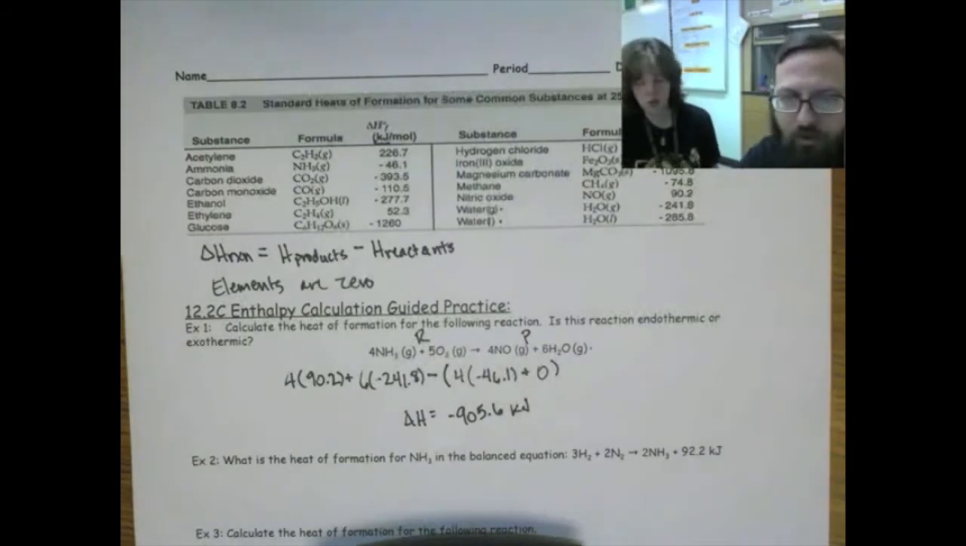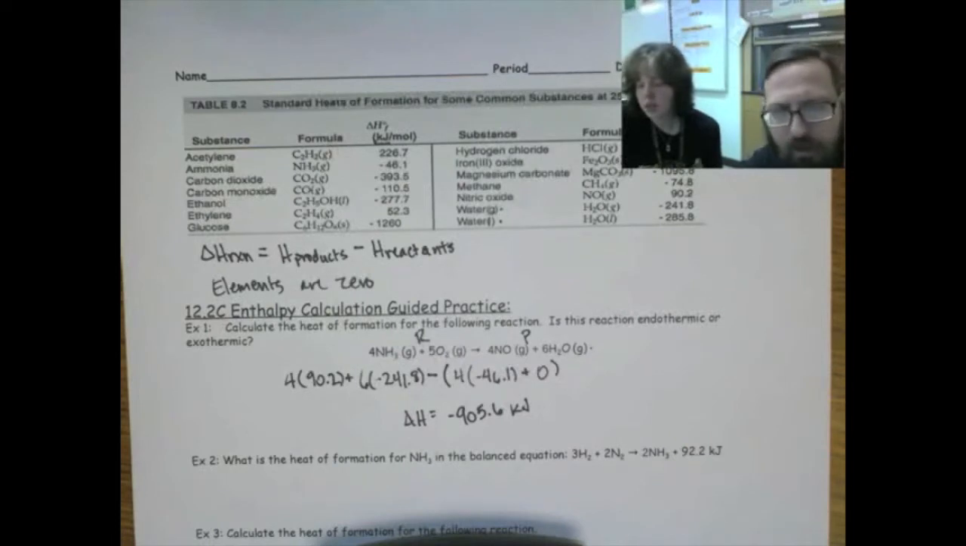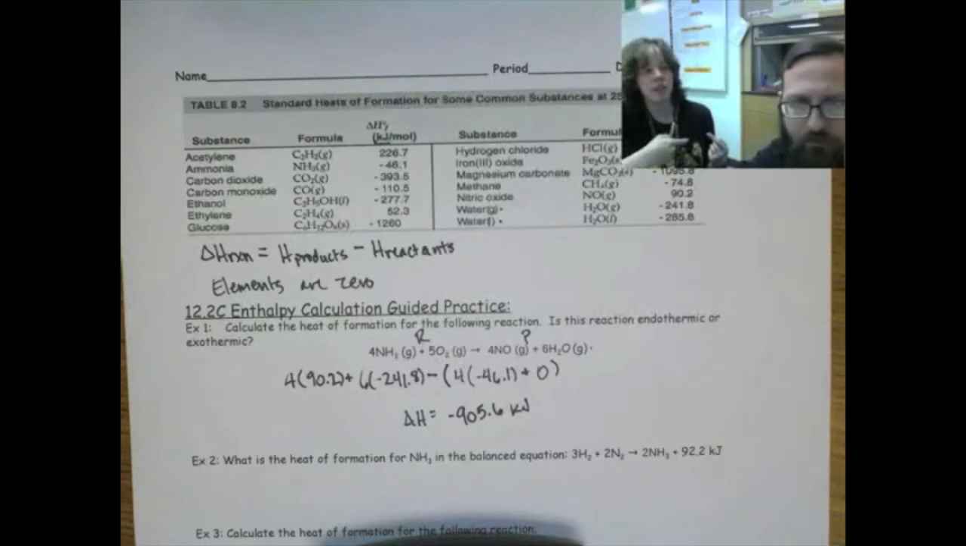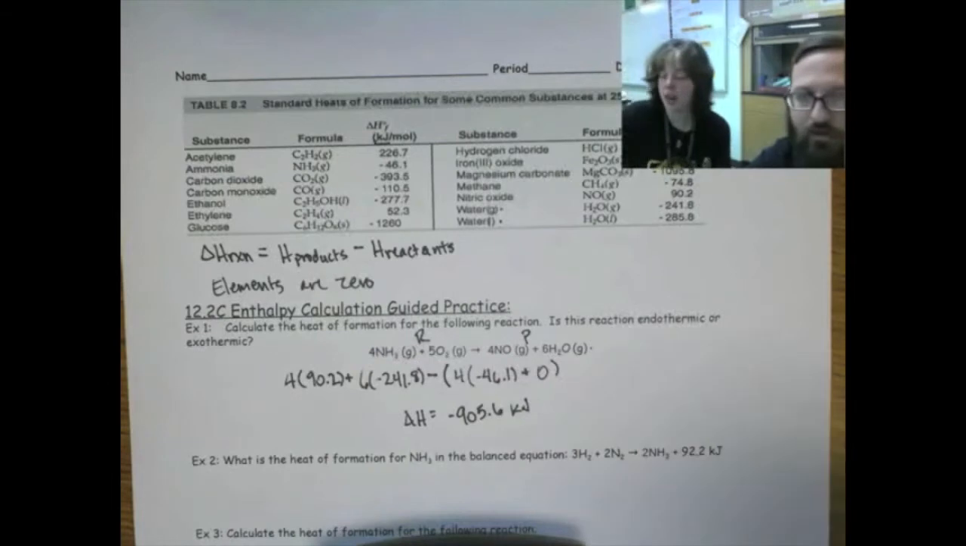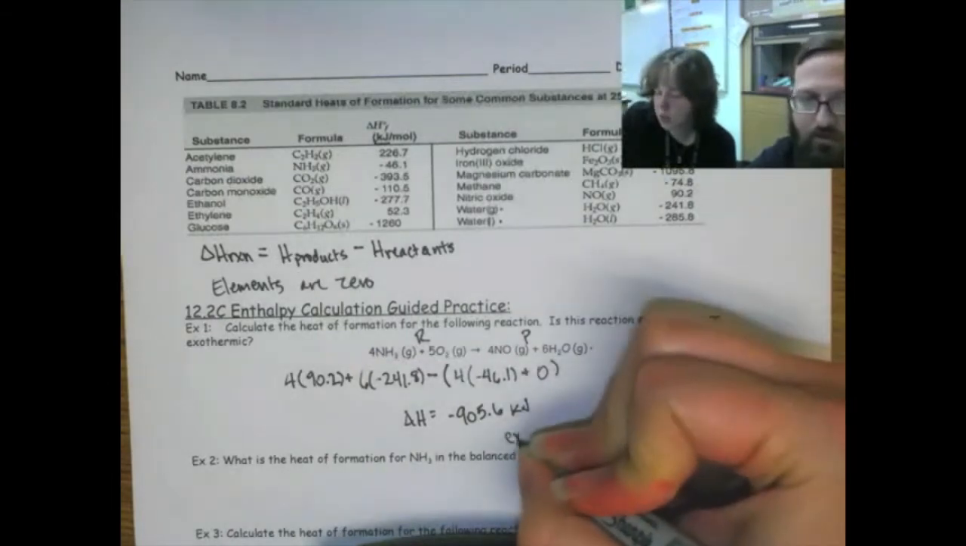Now we have to decide, is this reaction endothermic or exothermic? So are we giving off energy or are we taking in energy? How do we tell that? So think about your bank account. If you take in money, you've got a positive amount, and if you give out money, it's negative. So are we taking in or giving out? Giving out. So because we have negative, our reaction is going to be exothermic.